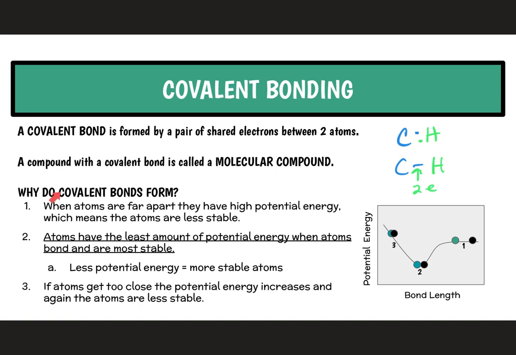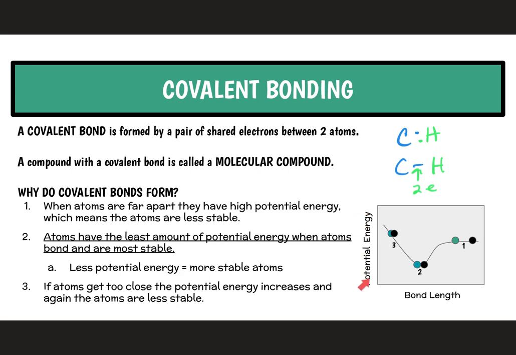And then this is important, you guys. Why do these bonds even form? The idea, if you remember with ionic bonds, is that they like to form the octet rule because that's most stable. What we're going to see is that these atoms will share electrons, and they'll form a specific bond length that matches up with the lowest potential energy.